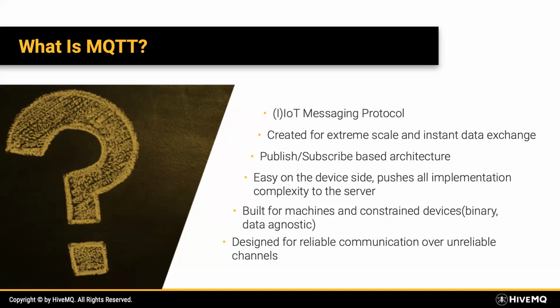So MQTT is really designed for dumb devices but complex, let's say, cloud systems. And it's built for machines and constrained devices. And most importantly, MQTT was built because of the need for a reliable communication channel at scale over unreliable physical channels, like mobile networks or even satellite links. MQTT is really designed for this.